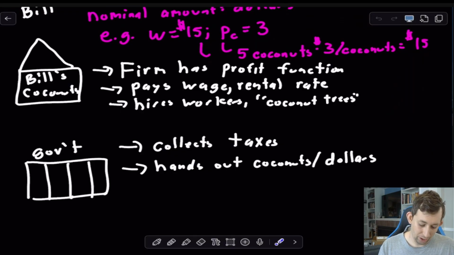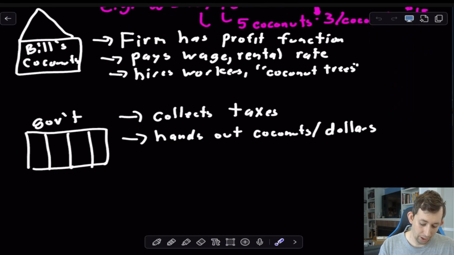The government, if we have a government in any model, is going to be a party that collects taxes and either hands out coconuts or dollars. It's basically going to have taxes and spending, and that's what the government is going to do.